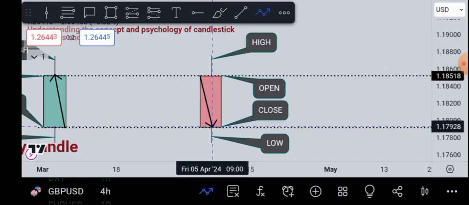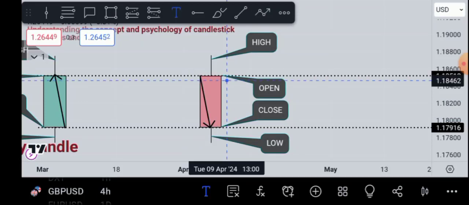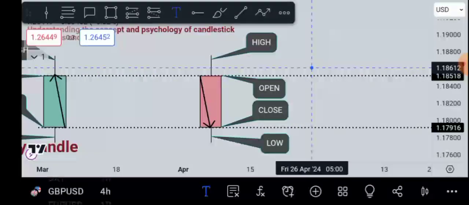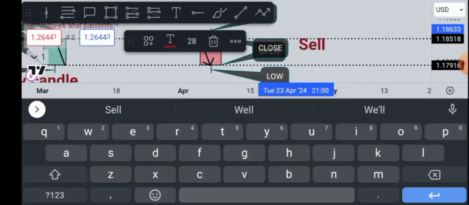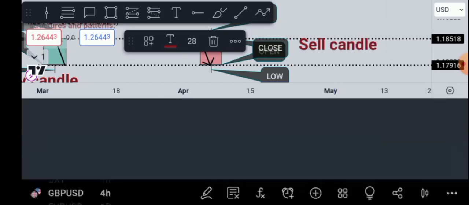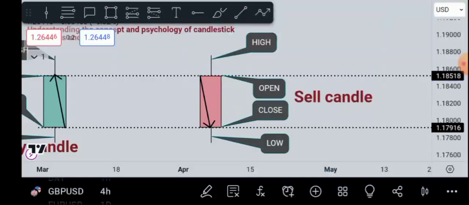So sellers ended up closing this market below the open, and that is why we term this as what? A sell candle. Let me just give that a name right here. A sell candle. So we term this as a sell candle. This is a sell candle.